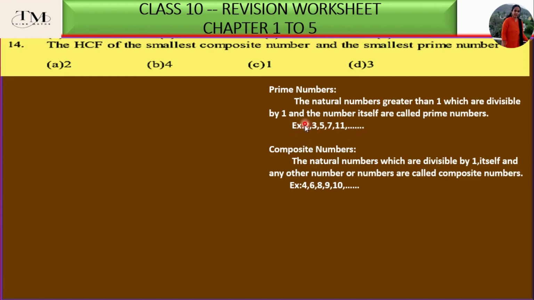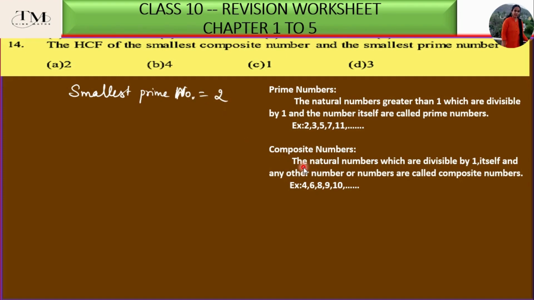Which is the smallest prime number here? 2. So smallest prime number equal to 2. Now what is composite number?